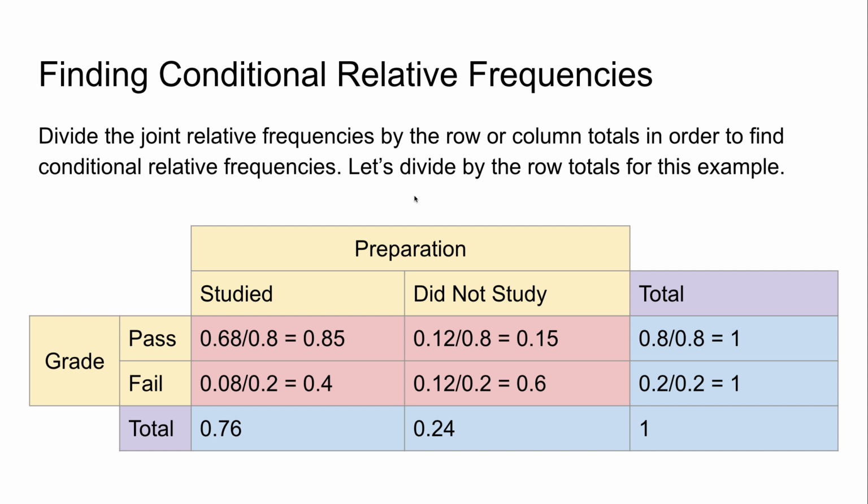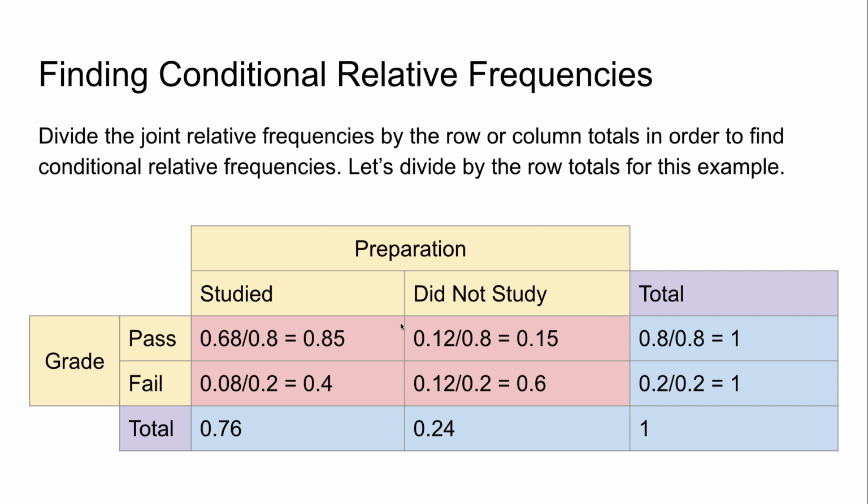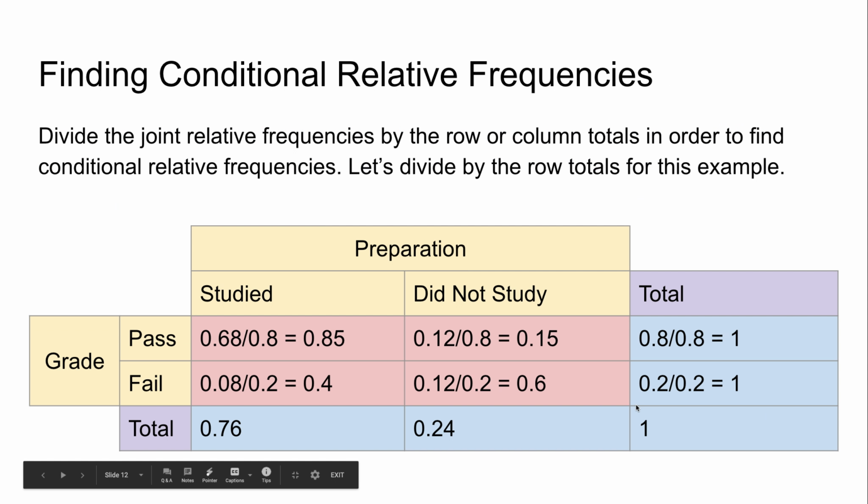So we have to pick rows or columns. For this example, let's pick rows. So we're going to divide by the row totals. Notice how in this row, our old row total was 0.8. Now we're dividing everything in that row by 0.8. Dividing here by 0.8, dividing here by 0.8. And then everything in this row we're dividing by the row total of 0.2. So before, the row total was 0.2, and we're dividing everything in that row by 0.2.